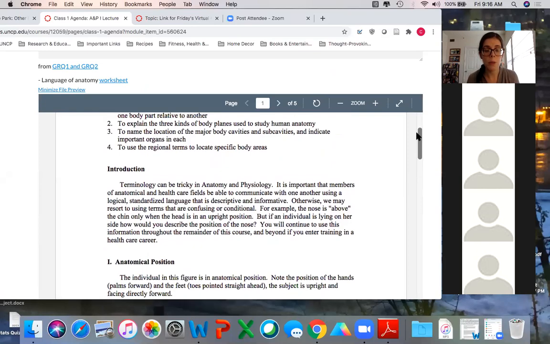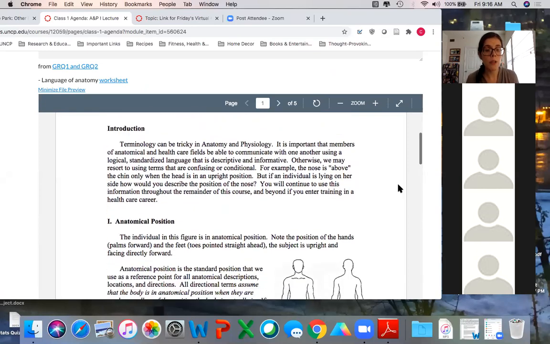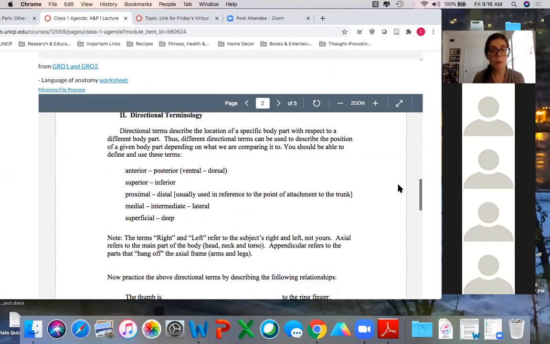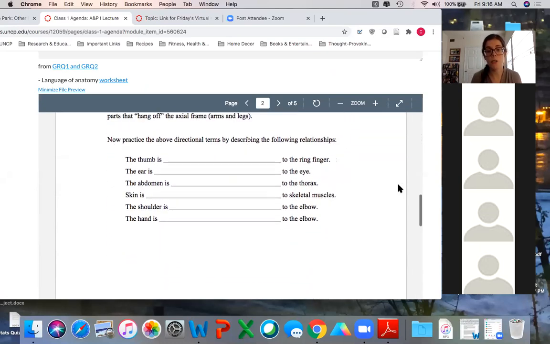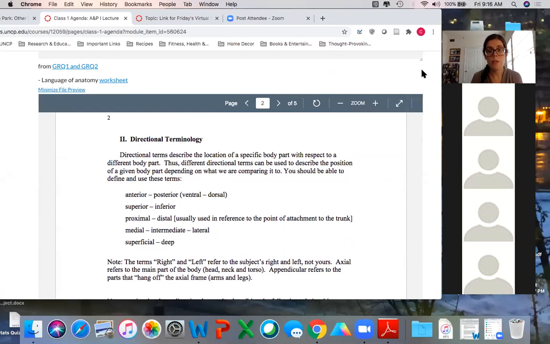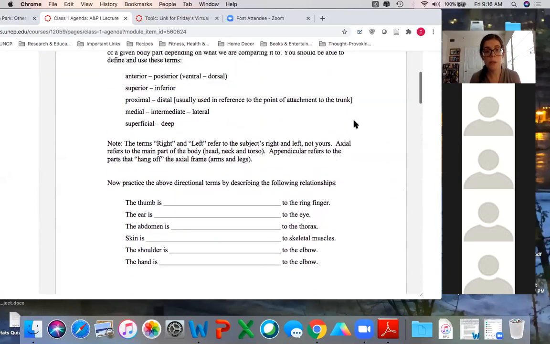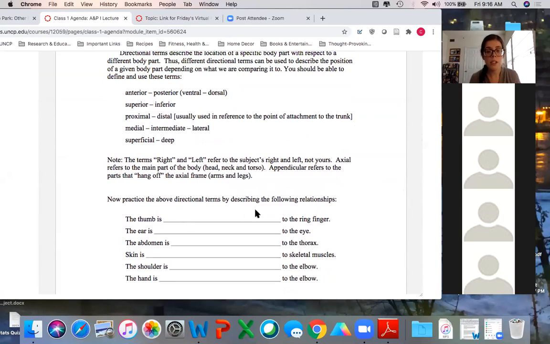I want you to open up this worksheet, and I want you to read through part 1, and then we're going to work on part 2 right now. So read through part 1 and then jump to part 2, where we're going to be using some directional words to fill in this blank.